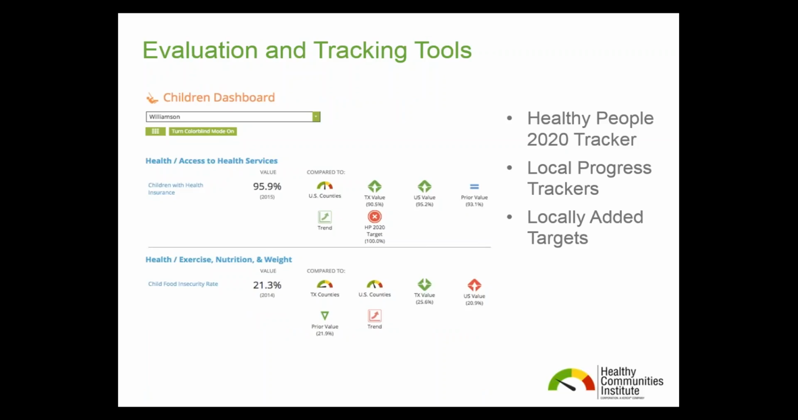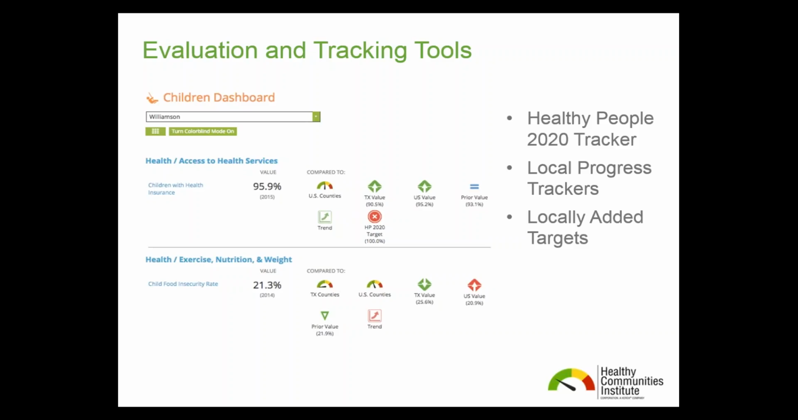The HCI system comes with a Healthy People 2020 tracker. This is an HCI-maintained progress tracker for key Healthy People 2020 targets. We also include local progress trackers. This allows the local administrator to create a curated list of indicators to quickly identify and track progress on local initiatives.